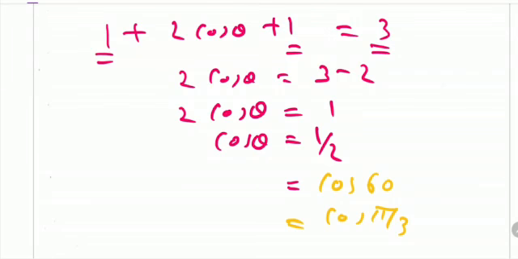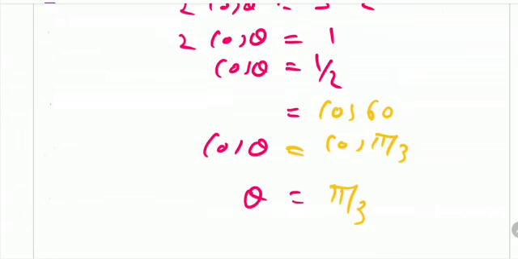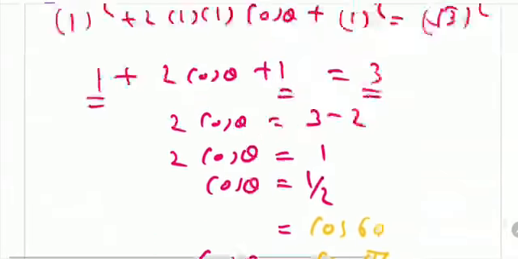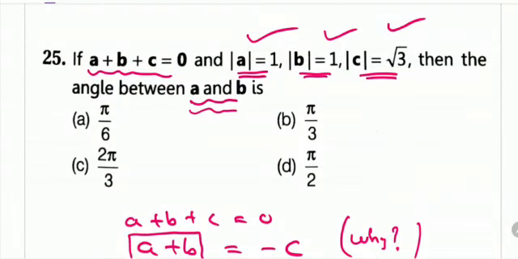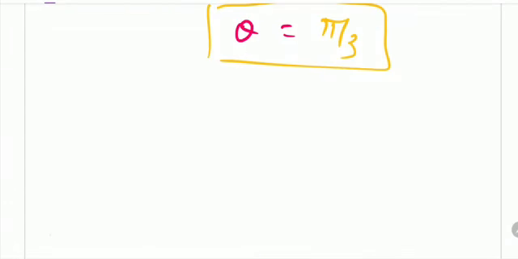So what I got here is cos theta equal to cos pi by 3, which gives rise to theta equal to pi by 3. If theta is equal to pi by 3, let's check whether we have this as an option. Option number B, theta is pi by 3, is the correct answer. So we get answer as option number B.